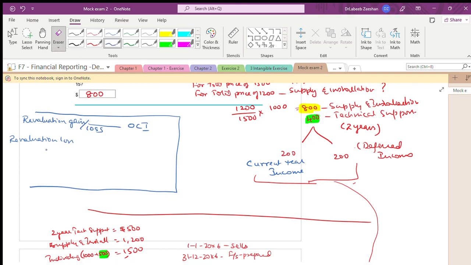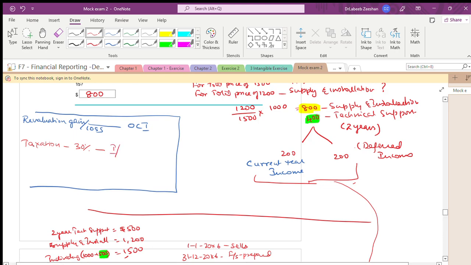Now, if they say that there is a taxation, is it right? There is a taxation of how much? 30%. If there is a taxation of 30%, it has to be charged to the income statement, profit and loss account. See, OCI is an addition to profit and loss. The second part of the profit and loss account.